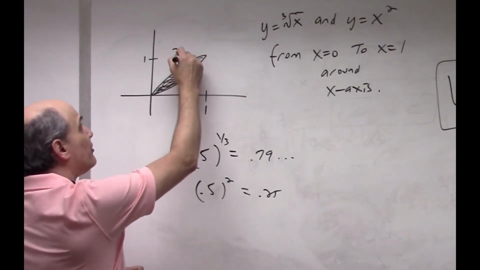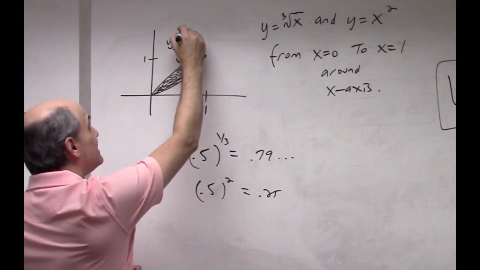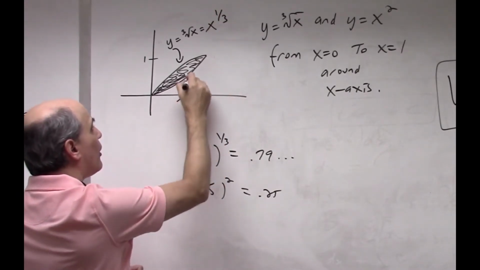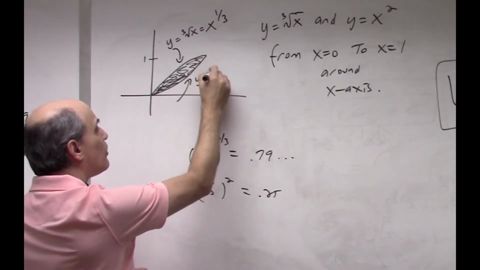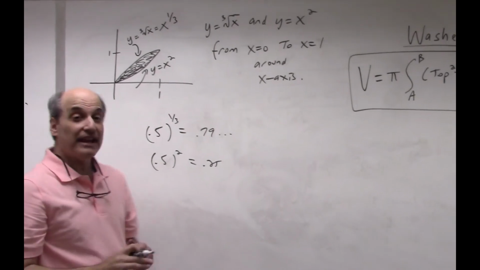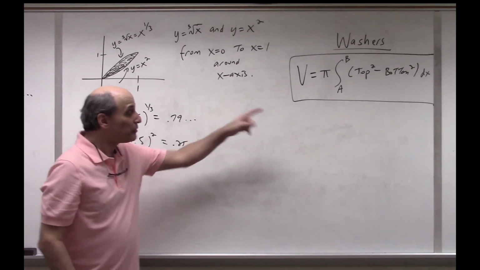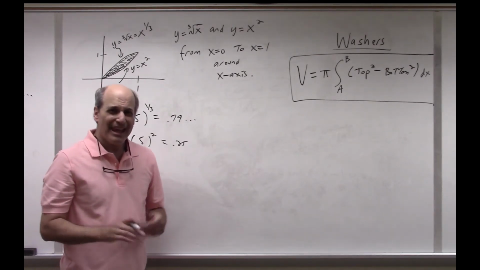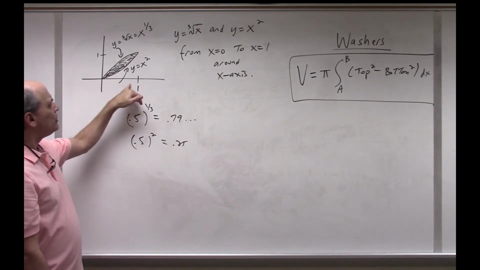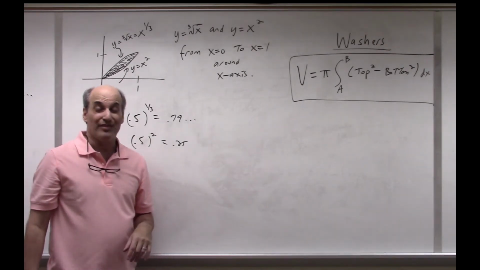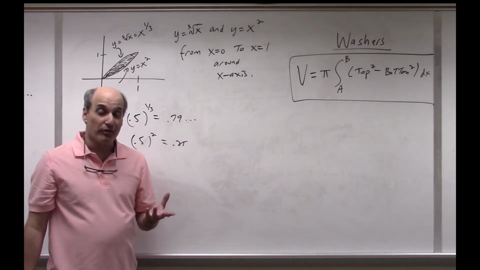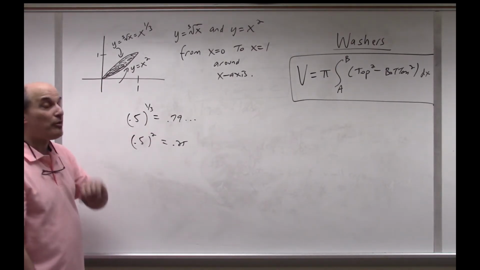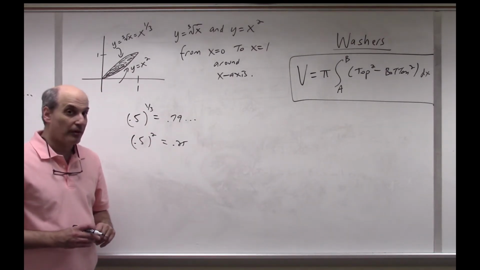So our top function here is cube root of x, that is x to the 1/3 power. Our bottom function here is y equals x squared. And again, it's important to get that right because the formula asks for top function squared minus bottom function squared. If this seems weird to you, remember we're only looking at numbers between 0 and 1, that is fractions. When you square a fraction, it gets smaller. So that's why 0.5 squared is smaller than 0.5 to the 1/3 power.